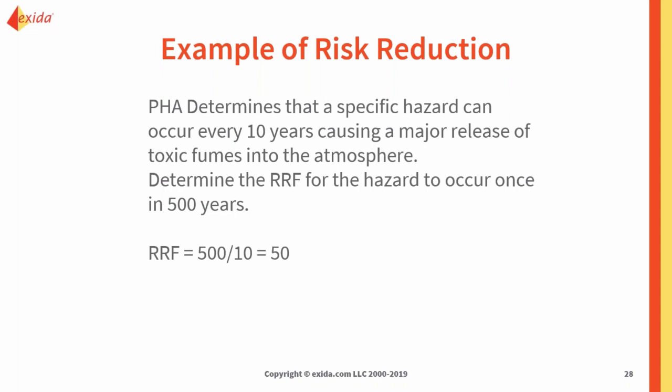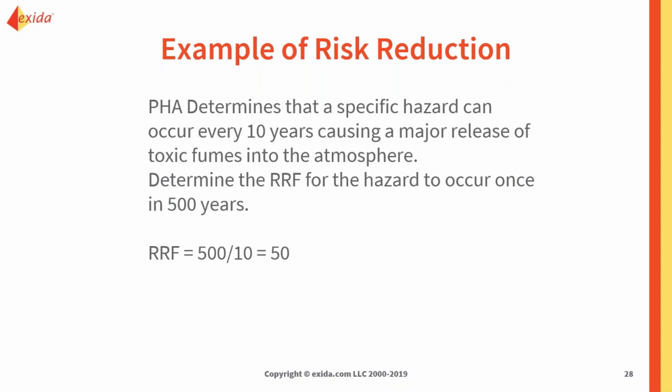So say, for example, an end user did a PHA and they found out that there's this one hazard that can occur every 10 years, and that will cause a major release of toxic fumes into the atmosphere. Obviously, that's not a good thing to be happening, especially not every 10 years. So the company decided that 10 years is way too often. We would prefer it to happen once every 500 years instead.